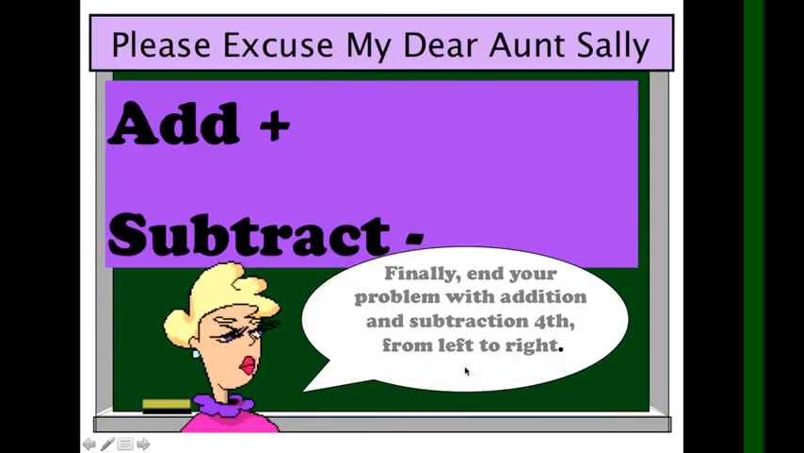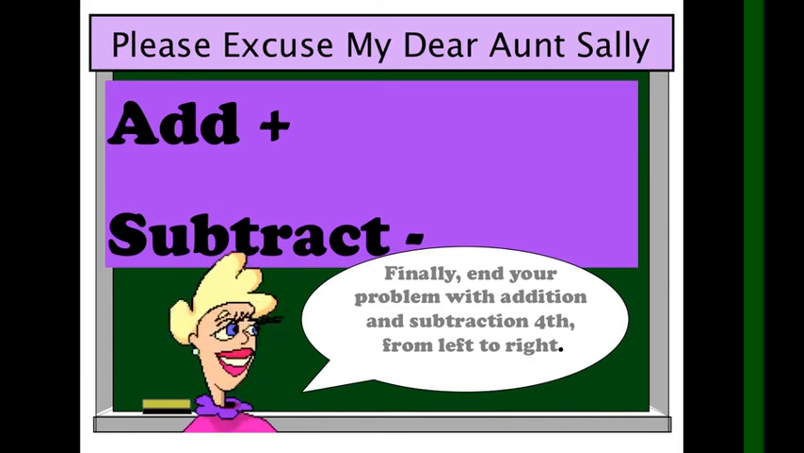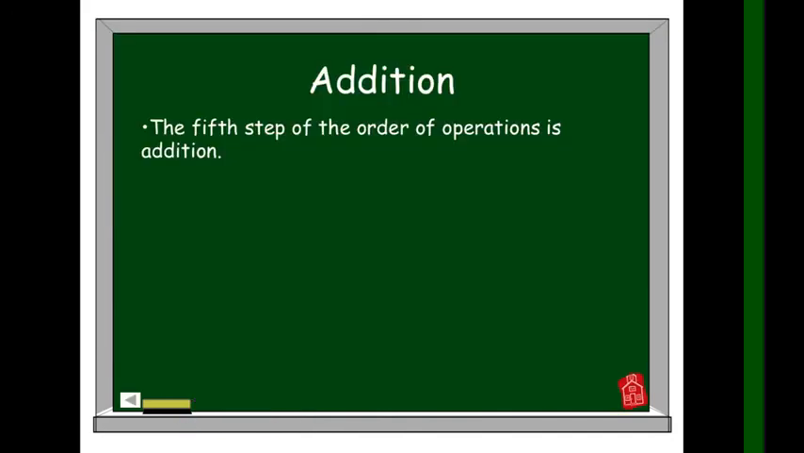Now, gaya ng sabi ko, last step or final step yung addition and subtraction. So, end your problem with addition and subtraction fourth, from left to right. So addition. The fifth step of order of operation is addition. So, halimbawa, 3 plus 6 is 9. So, dito, 3 plus 4 divided by 2. Mauuna yung 4 divided by 2. Okay? Bago yung addition. So, 4 divided by 2 is 2. And then 3 plus 2 is equal to 5.